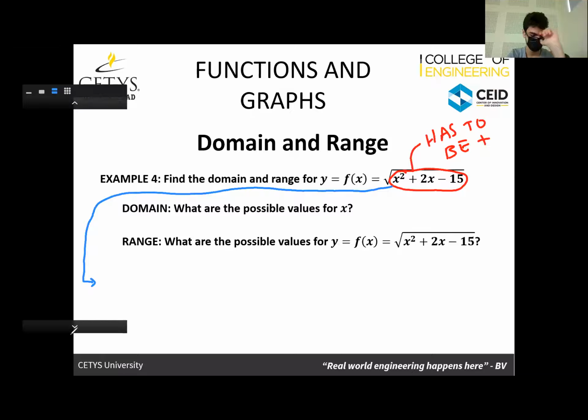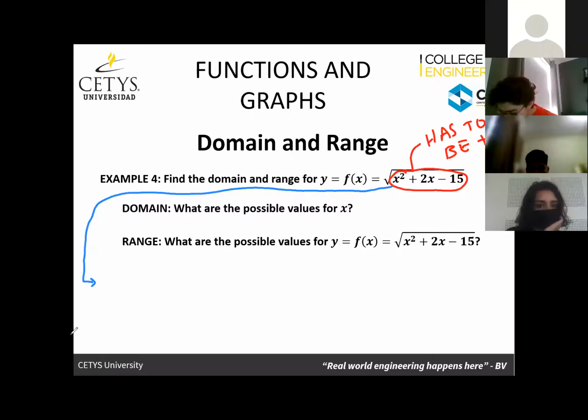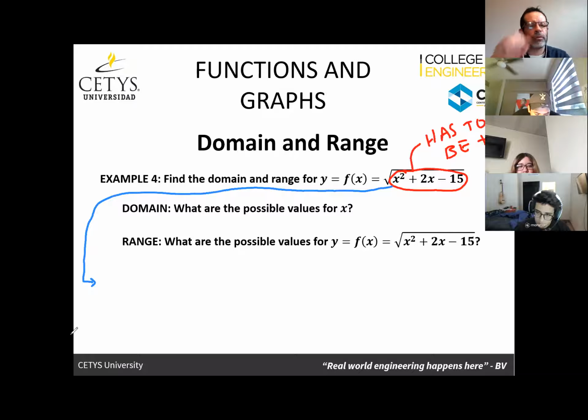It's going to be relatively simple. Are we okay up to this point where what I drew in red has to be positive? Do you agree with that? Yes. How do I represent with an inequality that something is positive? Oh, with the sign. So it's going to be x squared plus 2x minus 15 and is greater than 0.